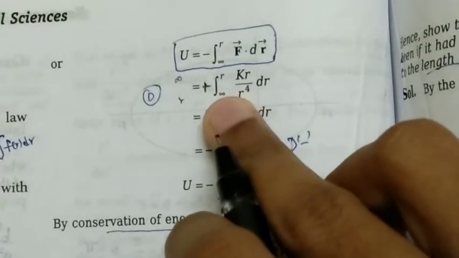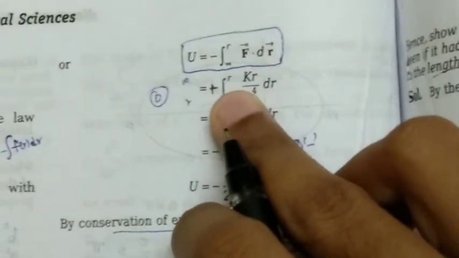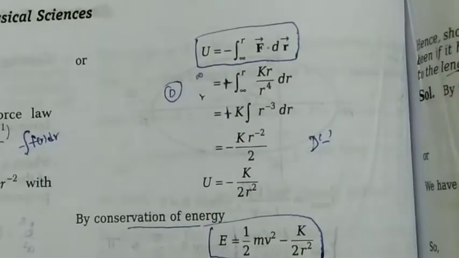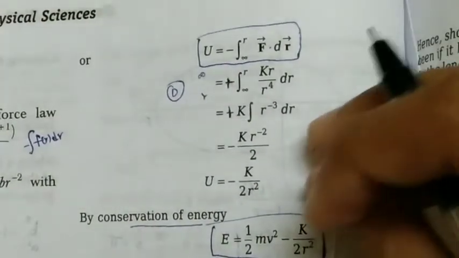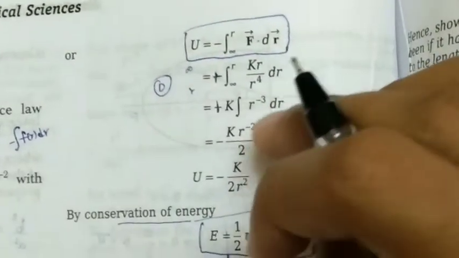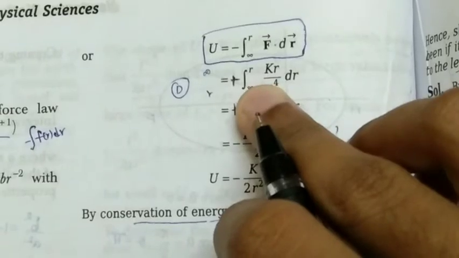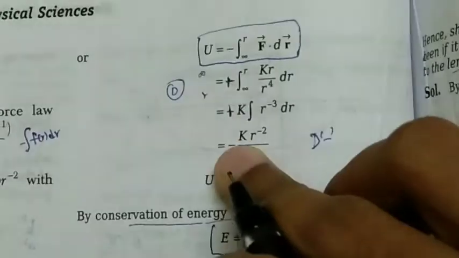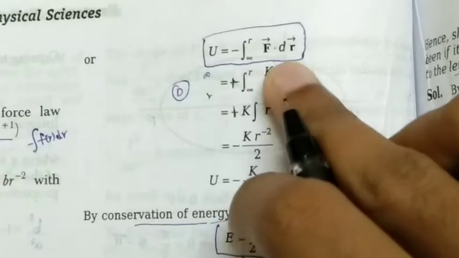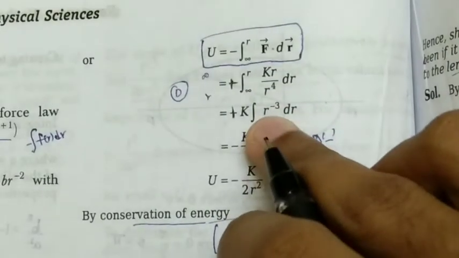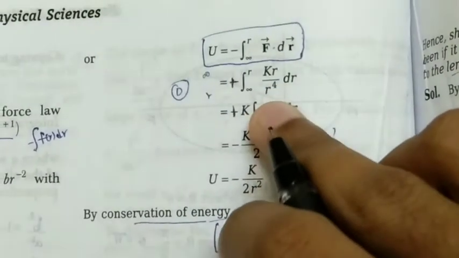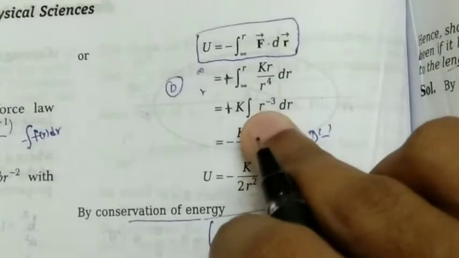So we are doing integration from infinity to r. That means we are bringing the particle from infinite distance to a particular point in the central force field. So that's why we are having integration from infinity to r. And here k is a constant, and r would get cancelled and it would give r cube in the denominator. So that is nothing but r power minus 3.